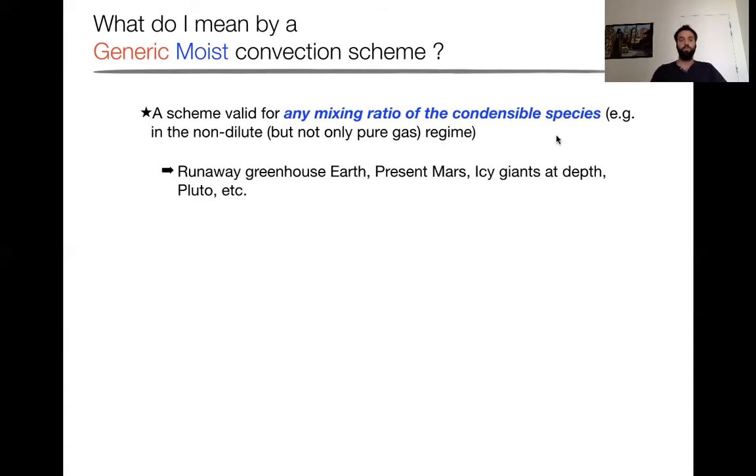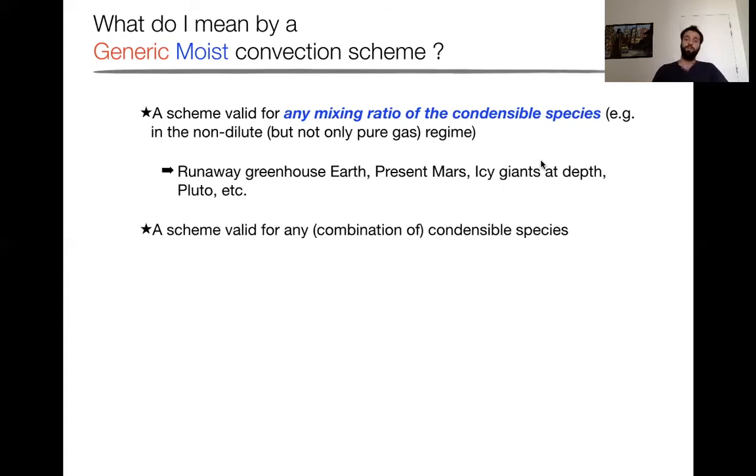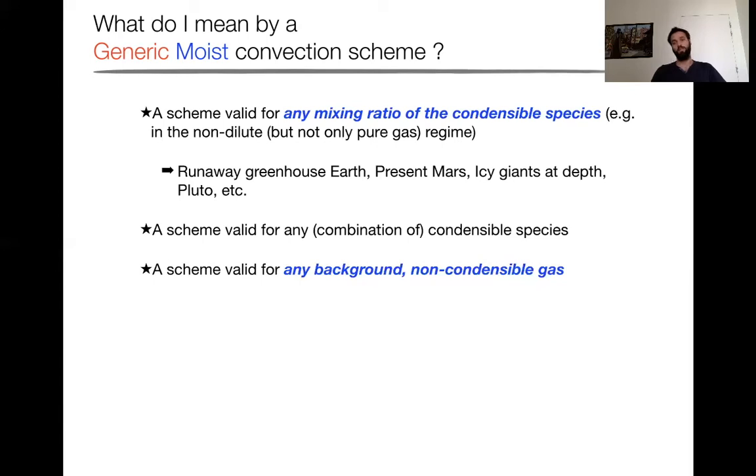Then we also want to be able to deal with runaway greenhouse planets, present Mars, but also the icy giants at depth where there could be a lot of water, or Pluto, which has N2 as a condensing gas, and CH4 as well. So it should be a scheme that is valid for any combination of condensable species, because of course there could be several condensable species in a given atmosphere. And a scheme that should be valid also for any background non-condensable gas. And I will come to that later.